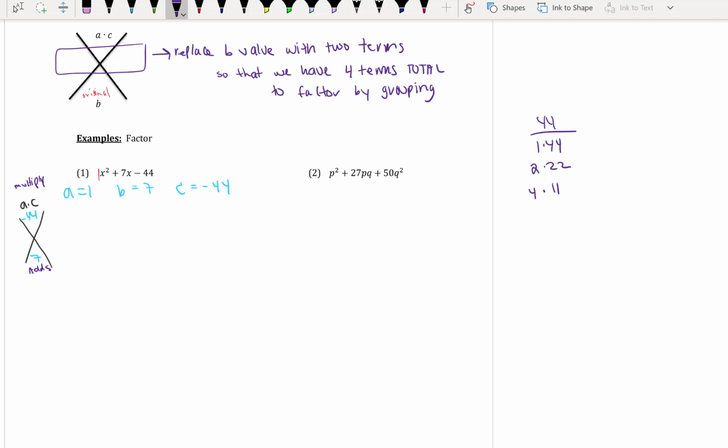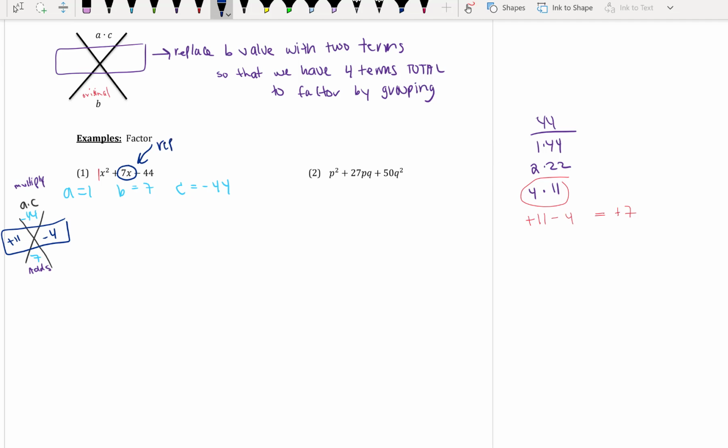The only combination that is going to add up to 7 is going to be 4 and 11. If I want to get to my positive 7, then it would be a positive 11 and a negative 4. I'm going to change this into blue, I just want to color coordinate it. So I said I had a positive 11 and a negative 4. Now these are going to represent that new b value.